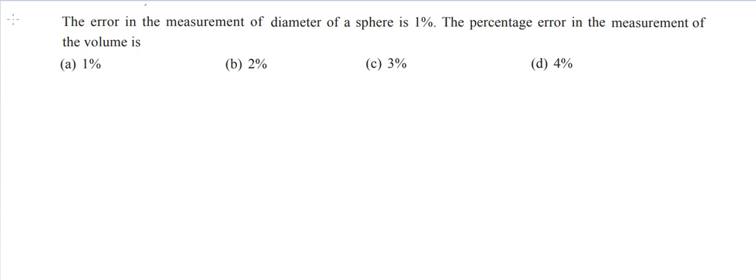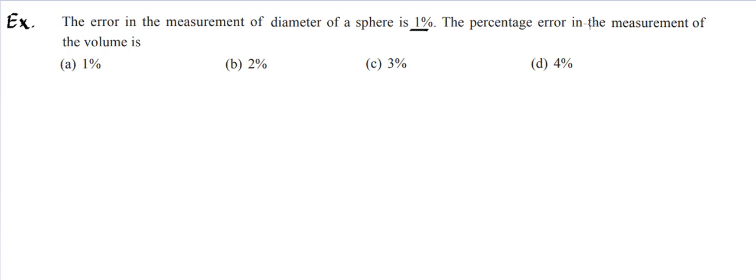Here is the next problem. So let's write the next example. Again, you can pause the video and solve and then come back to see the solution. It says the error in measurement of diameter of a sphere is 1%.